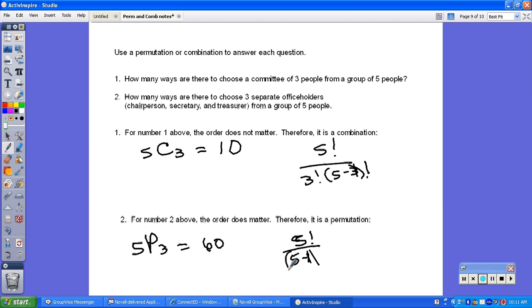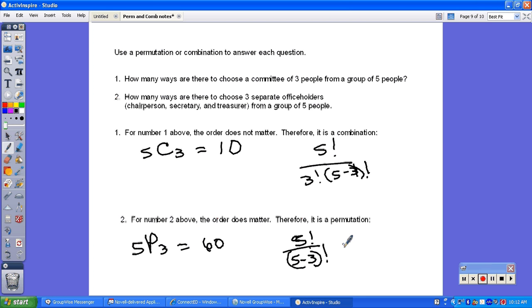I am not sure what is going wrong with my equipment. Sorry about that. It's almost like it's not catching up. So sorry about that. Catch up. Okay. So it's 5 minus 3 factorial. All right. And so that takes care of that.